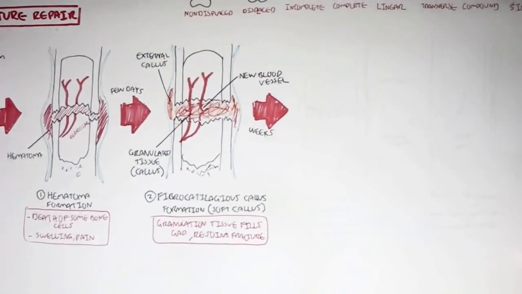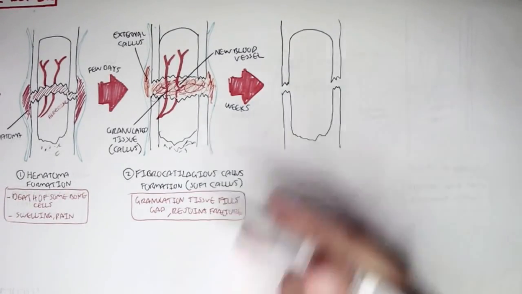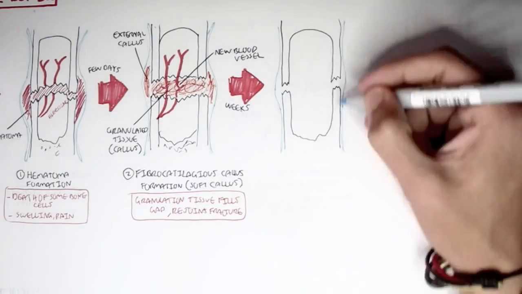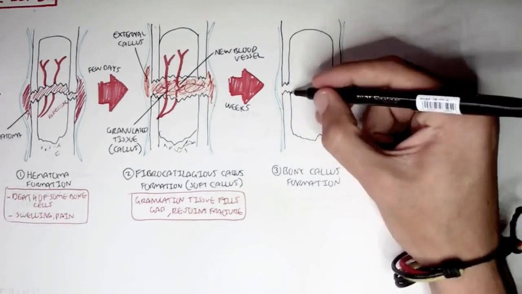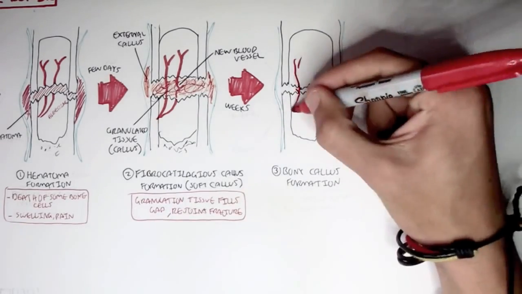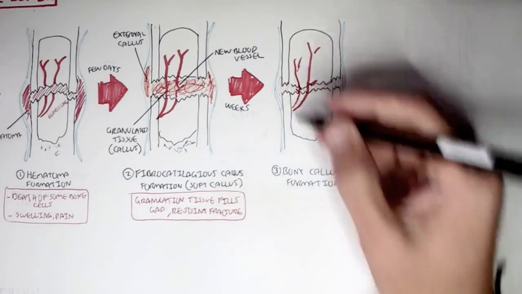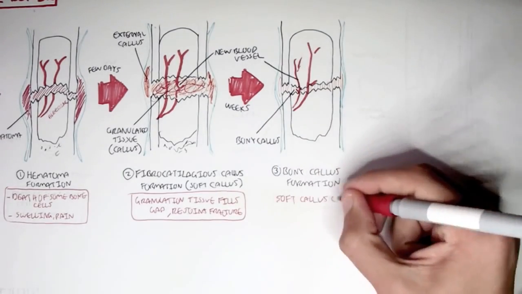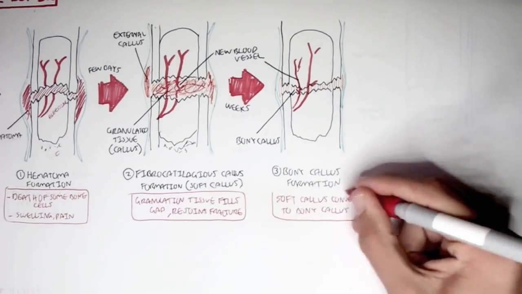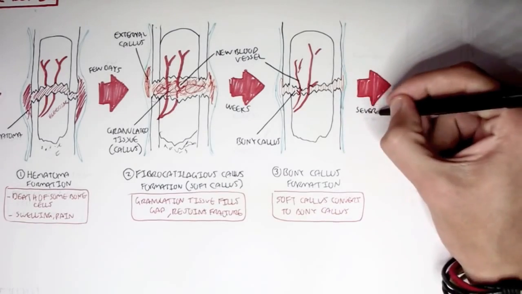Then after a few weeks, the fractured bone will enter the third stage, which is the bony callus formation stage. Now this stage is when the soft callus, previously formed, will then become a bony callus. And we have new blood vessels here. And here now we have the bony callus, which is formed with the help of also other tissues in the area. So soft callus converts to bony callus in this stage.